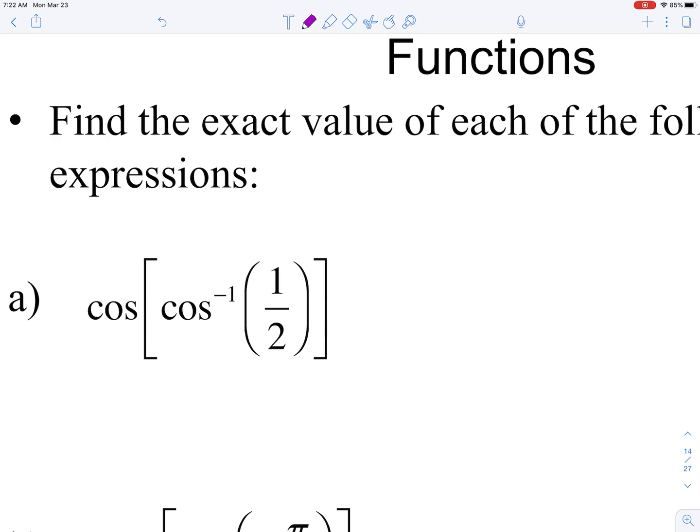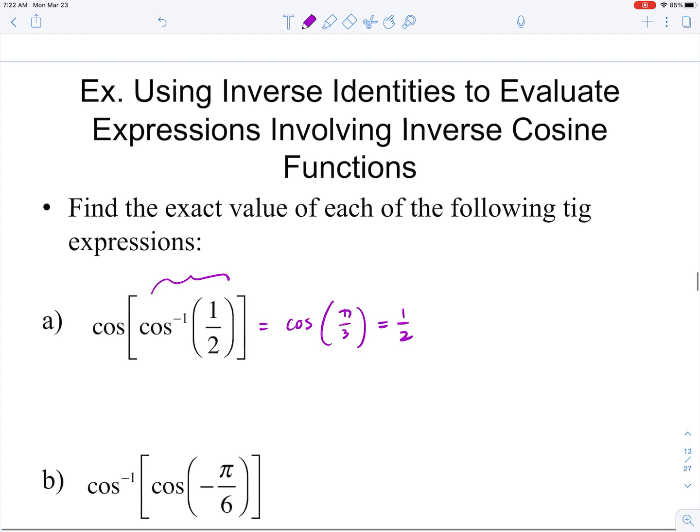But if you want to think about it from the inside out, inverse cosine of 1/2 would be equal to pi over 3. And cosine of pi over 3 would be equal to 1/2. So the identity holds here.